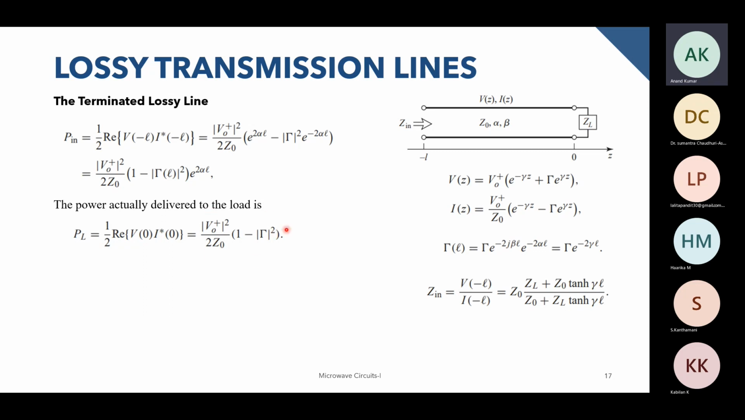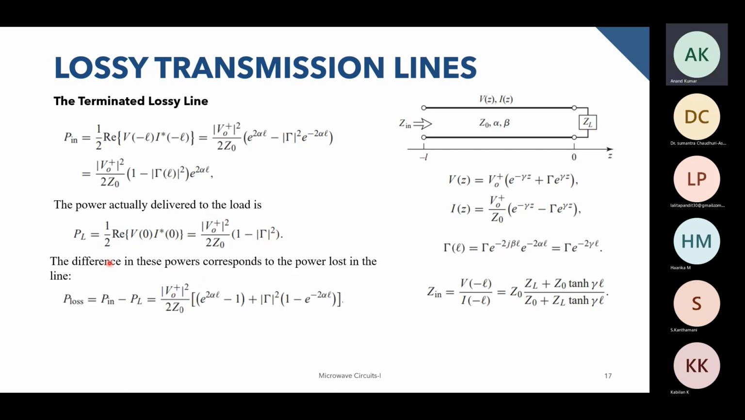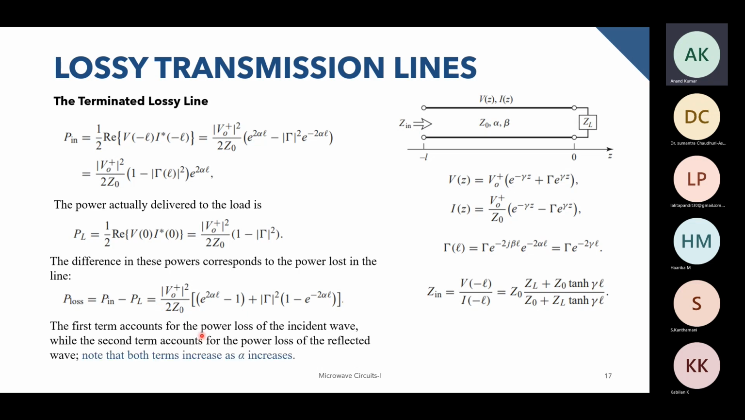Taking the difference, we get the power lost due to the losses, the power at the input minus the power at the output. We can calculate it, and this is what we observe. You can see that the first term over here accounts for the power loss of the incident wave, and the second term accounts for the power loss of the reflected wave. Both the losses increase as we increase alpha.